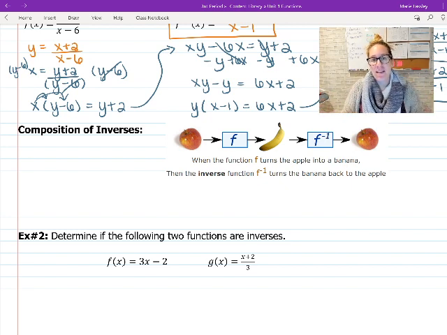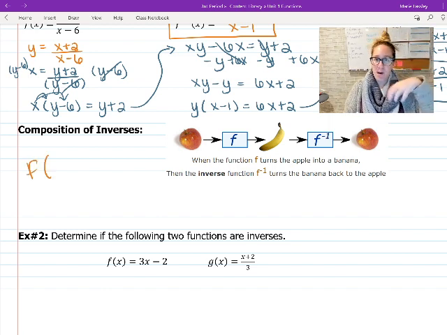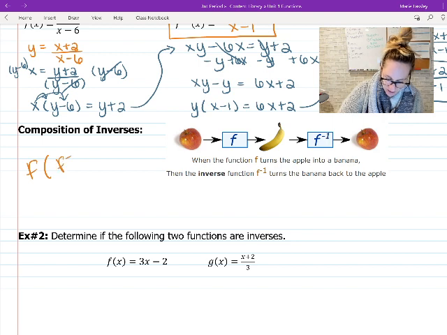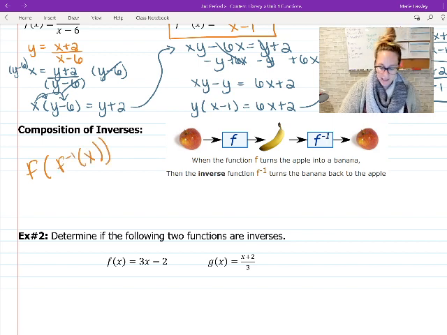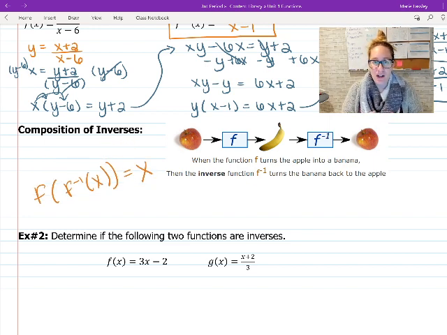But basically what this means is that if we take a function and we compose it with its inverse, something nice is going to happen. If we take function f and we put the inverse function inside, it's going to give us just x every single time. No matter what function you're working with, whether it's a square root function, a rational function, an exponential function, any type of function, if you compose a function with its inverse, it will always simplify to just x.